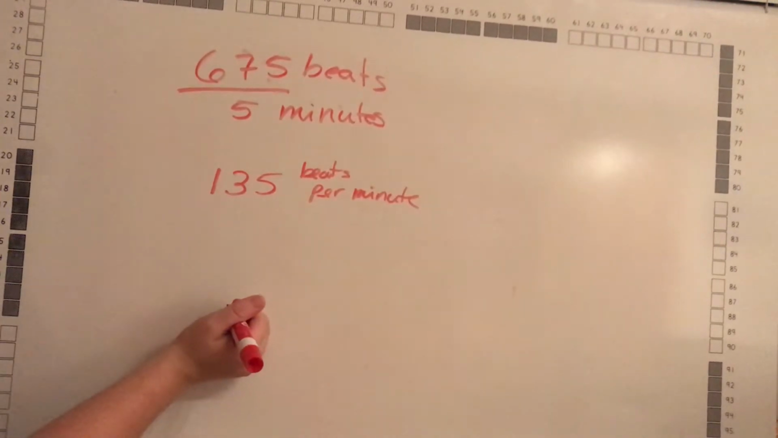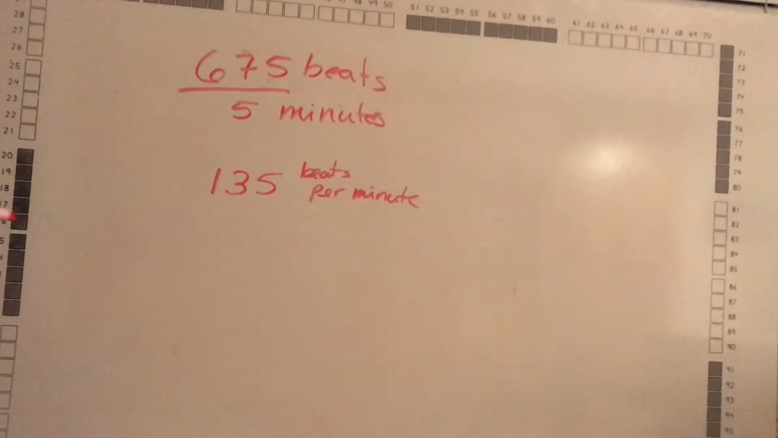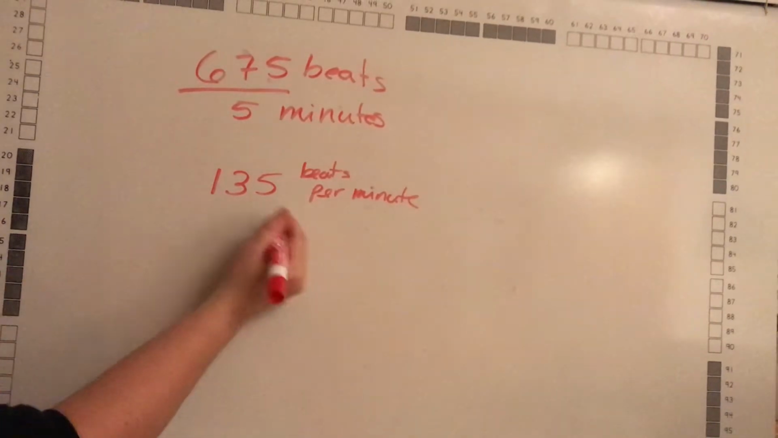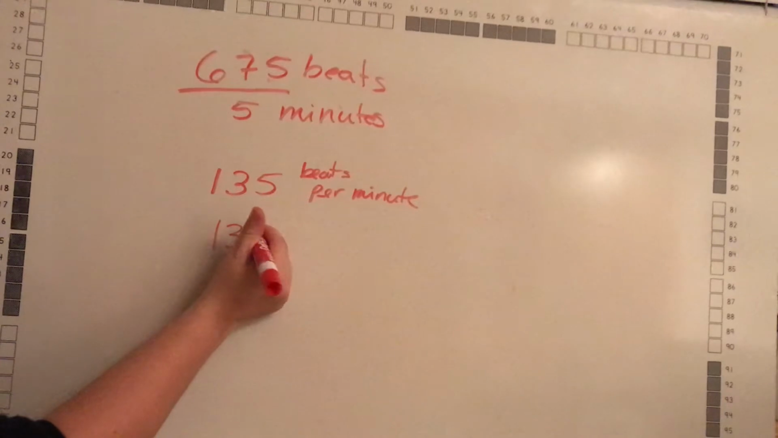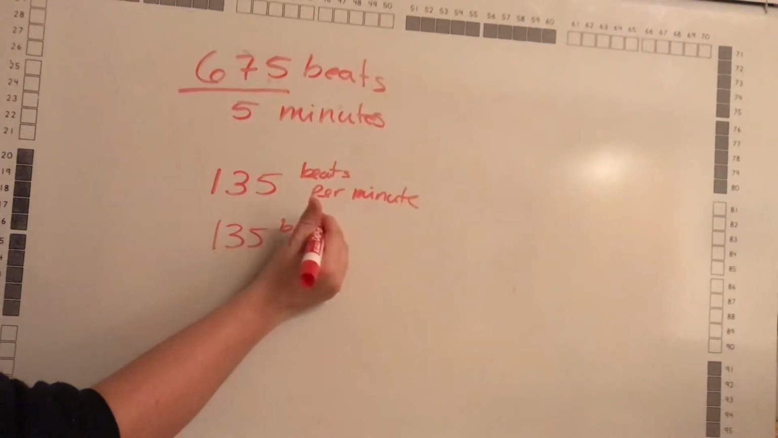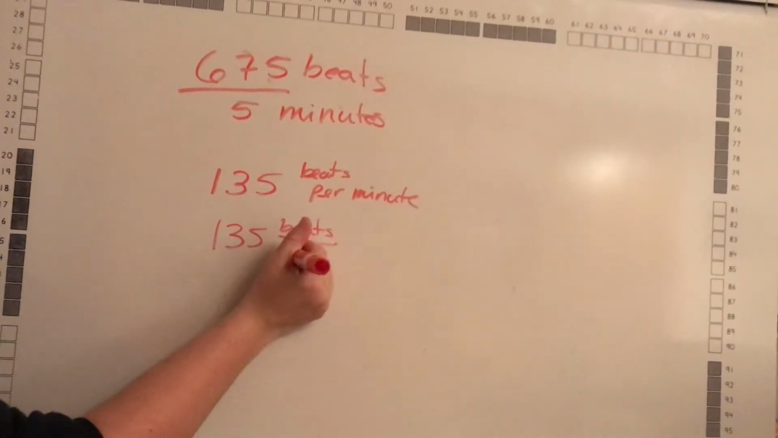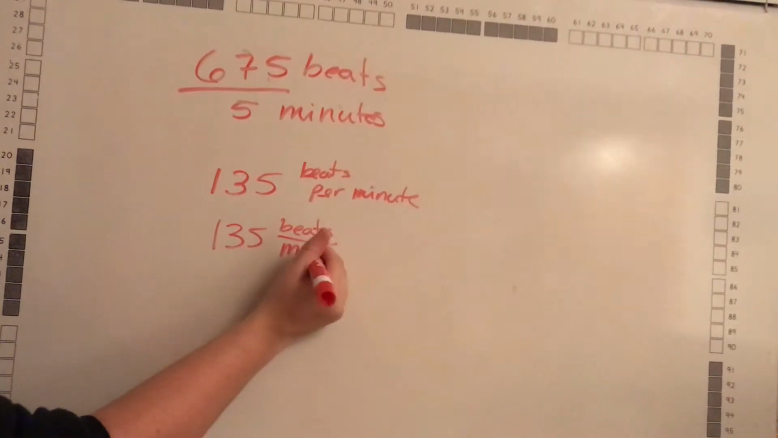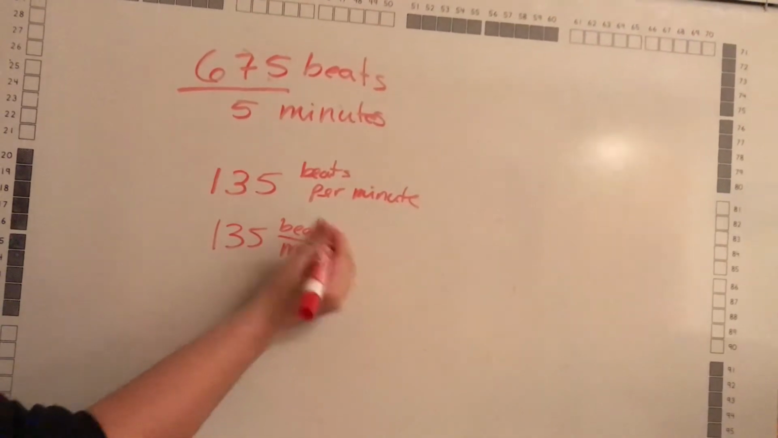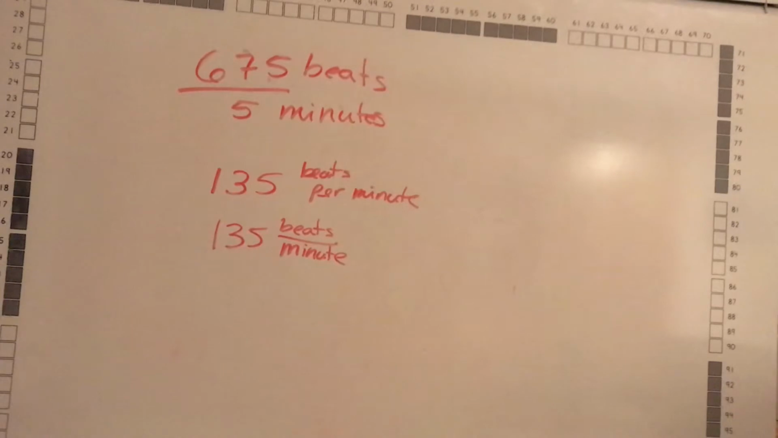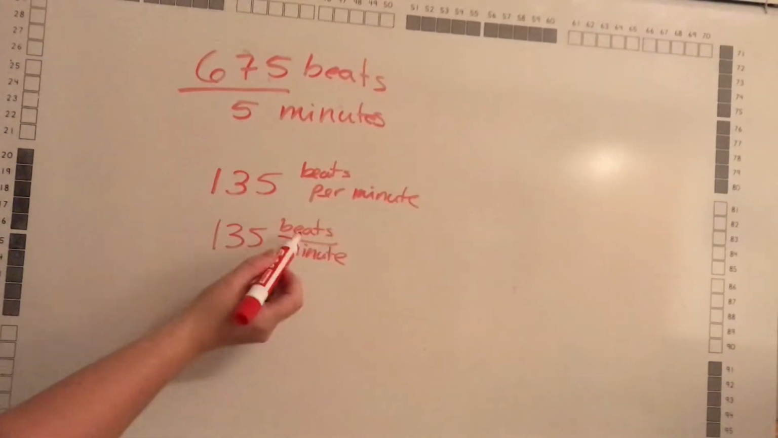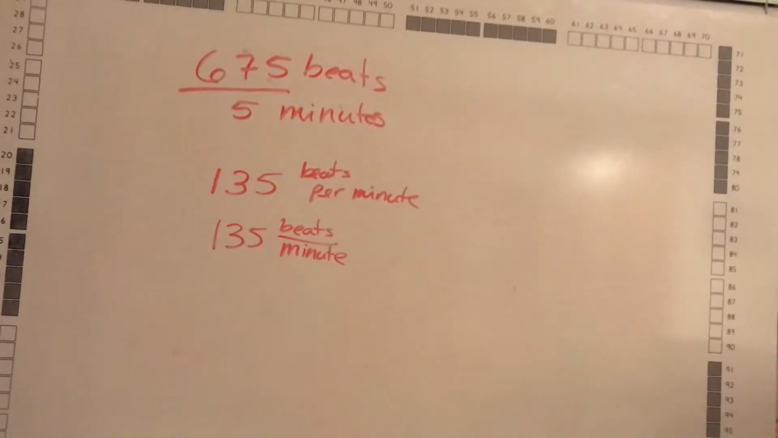You could also write it, you can write it beats per minute, or you could do 135 beats over minute. That works as well. So you can write it all out, or you can write it in fraction format. Either way, Sonia's heart is beating 135 beats per minute.